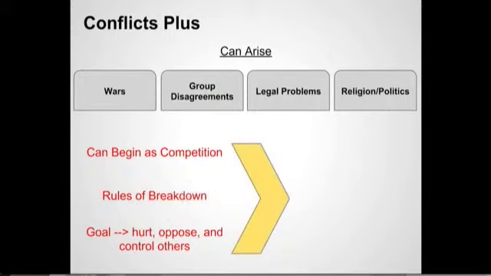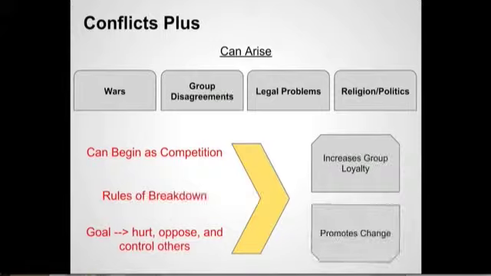Now, this can create group loyalty, which can be a good thing sometimes and also a very bad thing at other times. It can also promote change. Again, if the conflict comes from an injustice, the change can be a very good thing. But if the conflict comes from jealousy, hurt, anger, it can also lead to even more serious conflict.